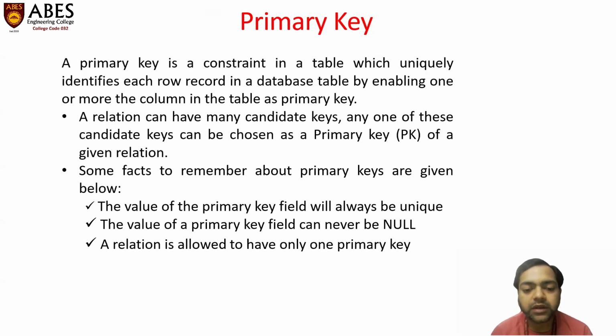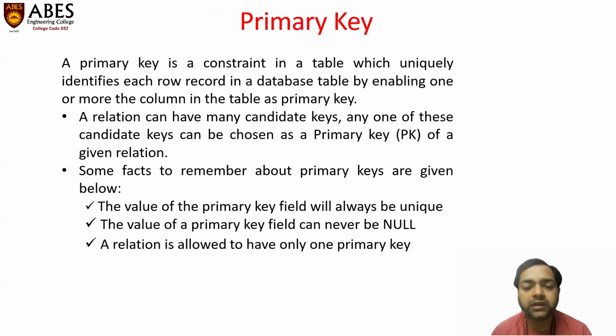Now next, the value of the primary key field will never be null. So we cannot insert a null value into that particular column which is treated as the primary key. So two facts which we have discussed here: one, the primary key will always have unique values, and it must not allow any null values. And in a relation, it is allowed to have only one primary key, as we have discussed earlier. So we can have multiple super keys, we can have multiple candidate keys, but we can have only at max one primary key for a relation.